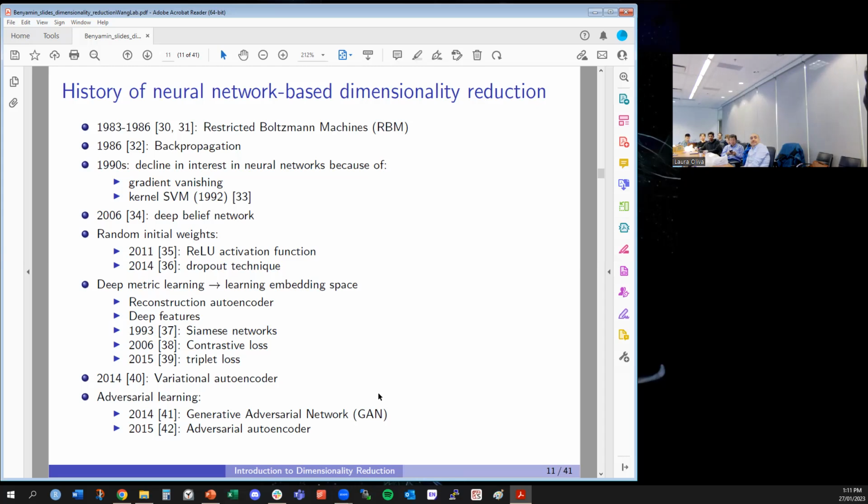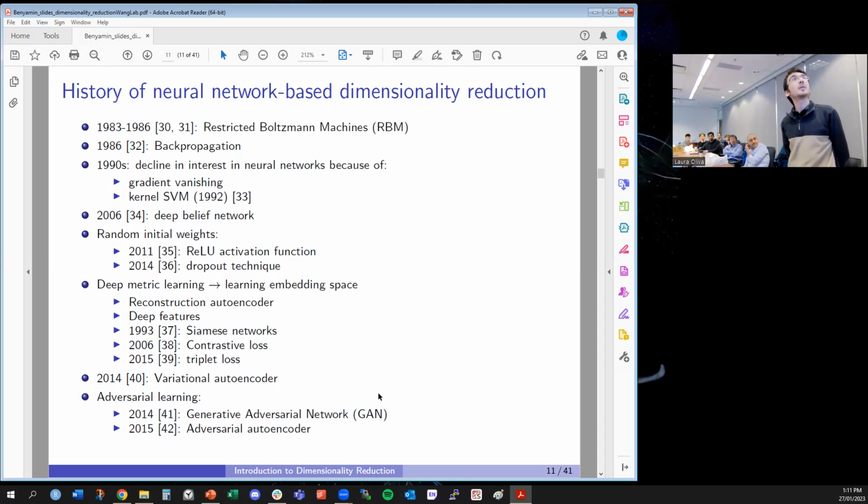However, ReLU was proposed in 2011, and dropout in 2014, and these two resolved the issue of gradient vanishing. So we could go deep and we could train neural networks using random weights. Therefore, backpropagation was enough. So they said, okay, we don't need the restricted Boltzmann machine anymore. And that was the start of when deep learning grew a lot.